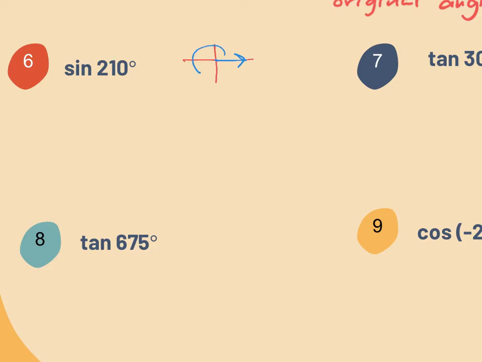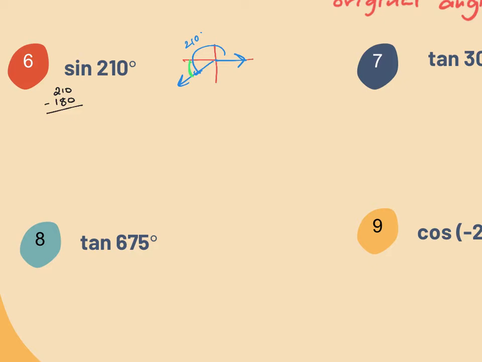Third quadrant. It'd be somewhere over here. Yes, third quadrant, 210 degrees. So if I want to find the distance from 210 to 180, I just have to do 210 minus 180. And I get what? What's 210 minus 180?